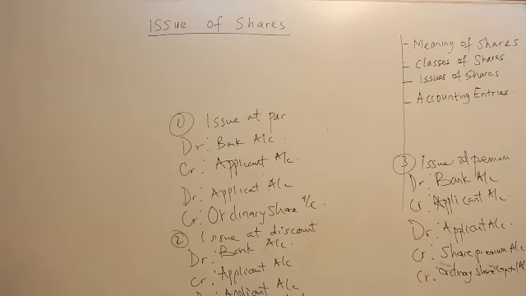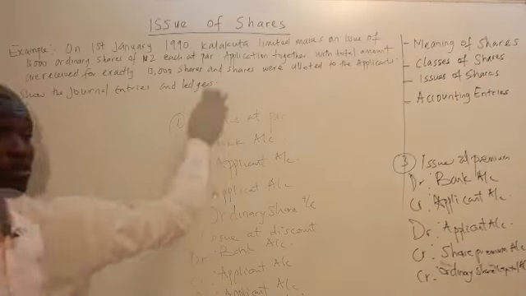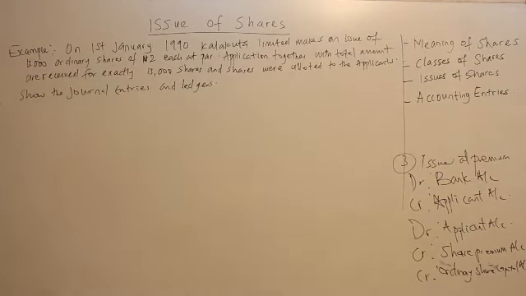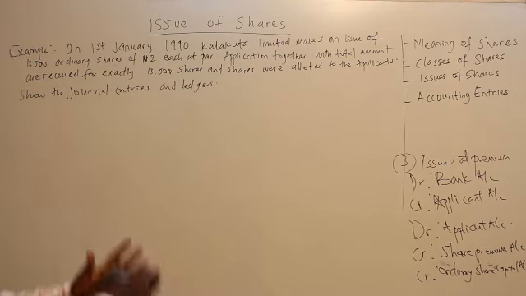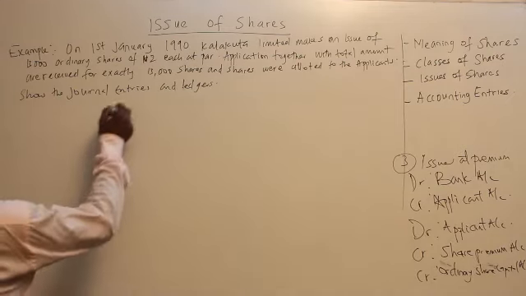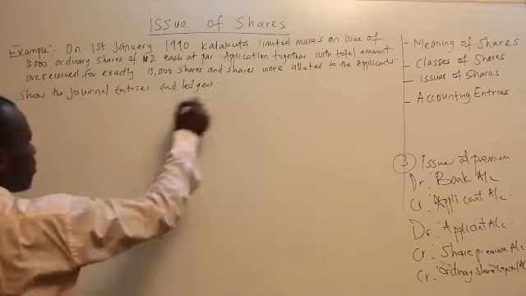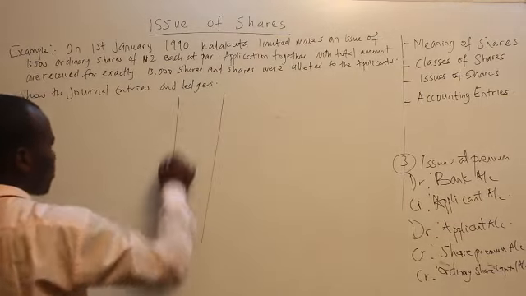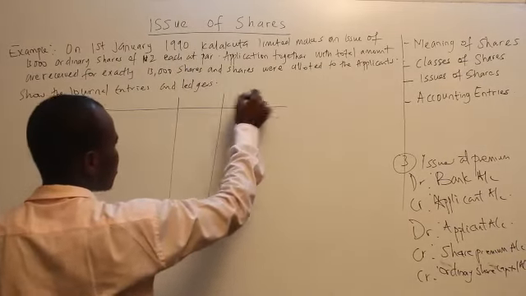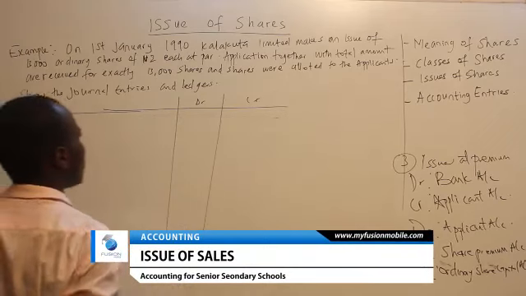So let's look at some illustration. We have an example. On 4 January 1990, Kanakuta Limited makes an issue of 13,000 ordinary shares of 2 naira each at par. Application together with total amount are received for exactly 13,000 shares, and shares were allotted to the applicants. Show the journal entries and ledgers. So we can have our journal.